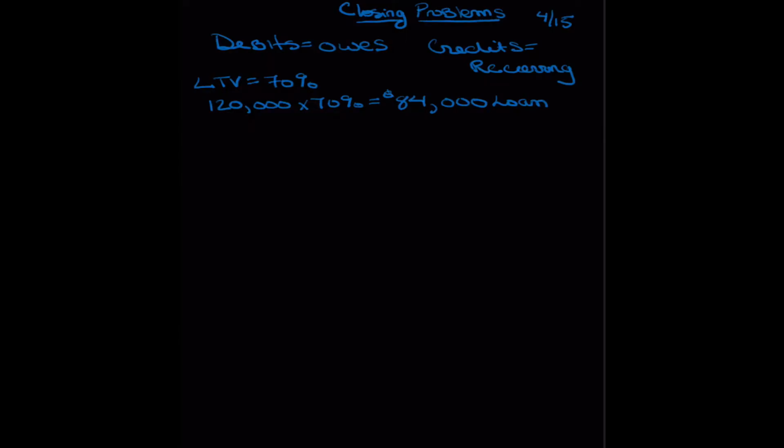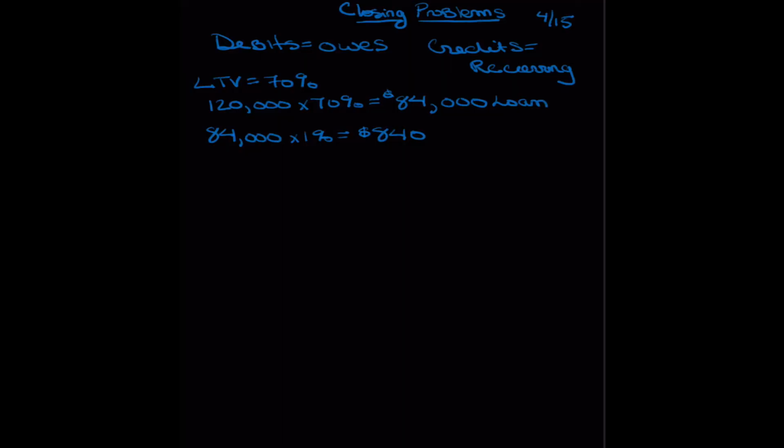Our next item is the 1% loan origination fee. So our loan is for $84,000. We're going to multiply that by 1%, and that gives us a loan origination fee of $840. The bank is the one asking the buyer to pay this. So there's no sense in the seller paying it. This is going to be a buyer debit for $840. Next, we have interim interest.